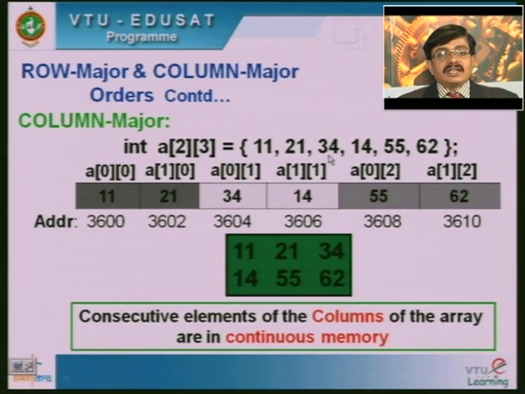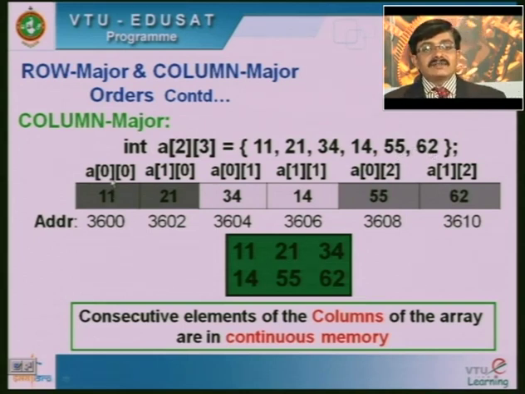11, 21, 34, 14, 55, 62 are the elements of the matrix. I have here 2 rows and 3 columns. But in case it is column major, then as usual the way we have read so far, 11, 21, 34 will not be the elements of the 0th row. Rather, first we have to mention the column elements here. So here a of 0, 0, a of 1, 0, 11, 21 are the elements of the first column, 34, 14 are the elements of the second column, 55, 62 are the elements of the third column.